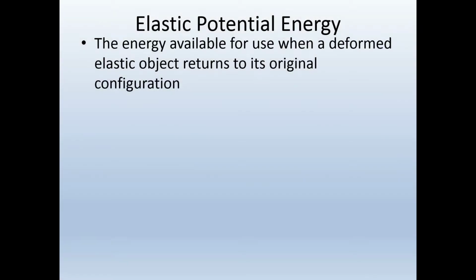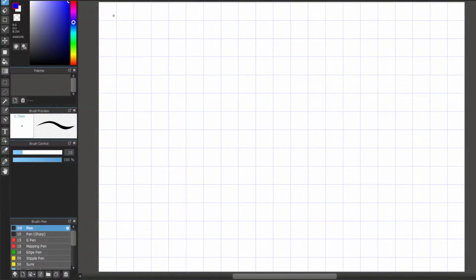Let's go to the definition. Elastic potential energy is the energy available for use when a deformed elastic object returns to its original configuration. Here's the formula for elastic potential energy. Potential energy elastic equals 1/2 times the spring constant times x squared. X stands for how much a spring is compressed or stretched.